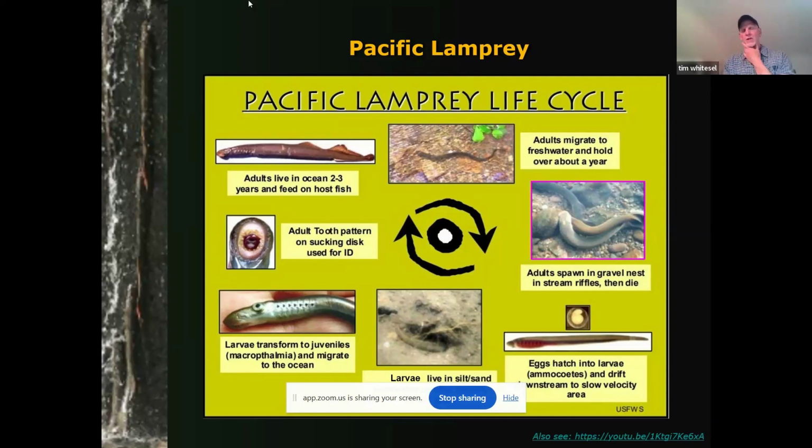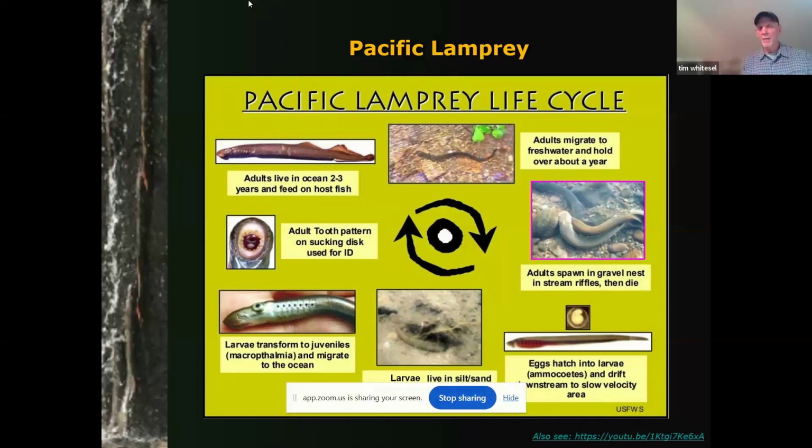In the image that I skipped over, typically it's the tooth pattern on the sucking disc that's used for identification once they transform. In this case, Pacific lamprey are called Entosphenus tridentatus. So if we had a big blow up and we were doing some species identification, you would see 3 primary teeth, which is why they're called tridentatus. So after they're in the ocean for that variable period of time, something triggers them. They become reproductive. They enter freshwater streams again. They come back in and go to spawn in tributaries to start the cycle over.